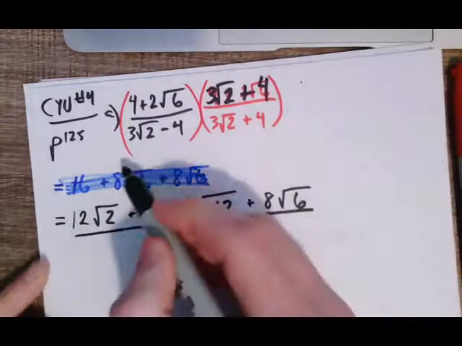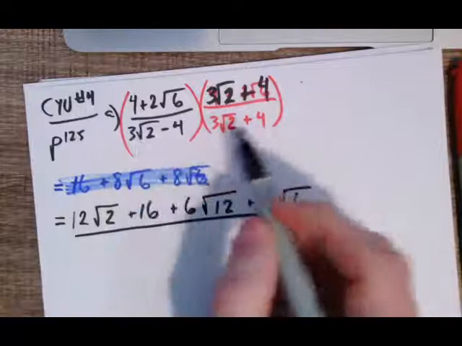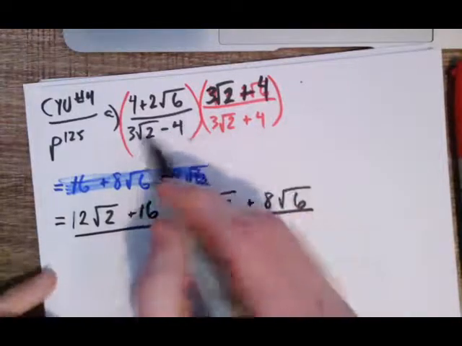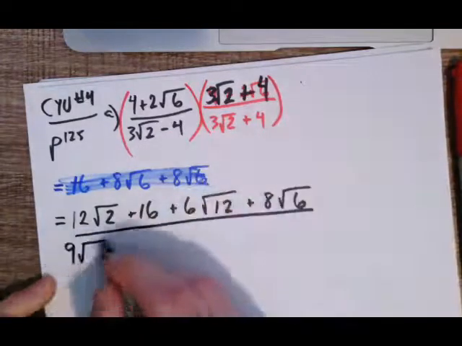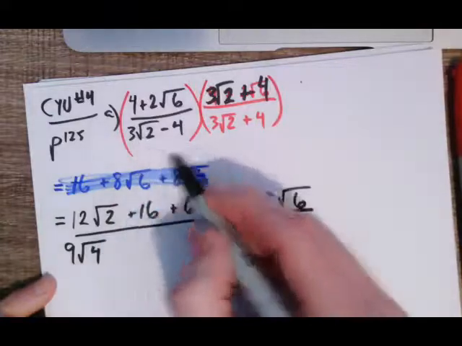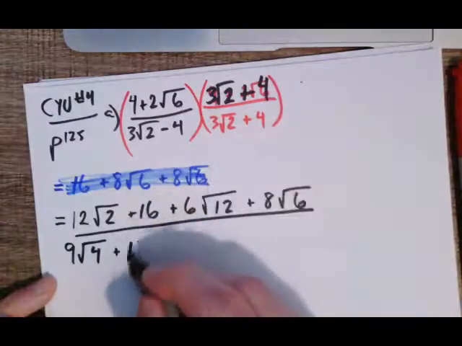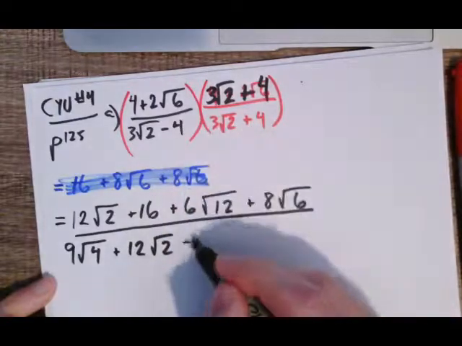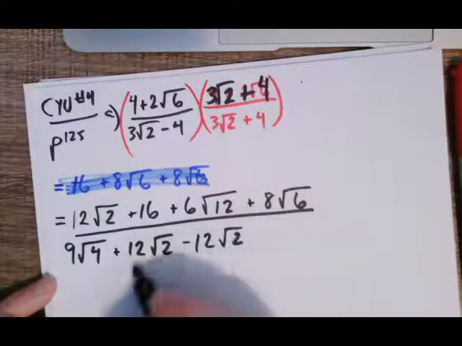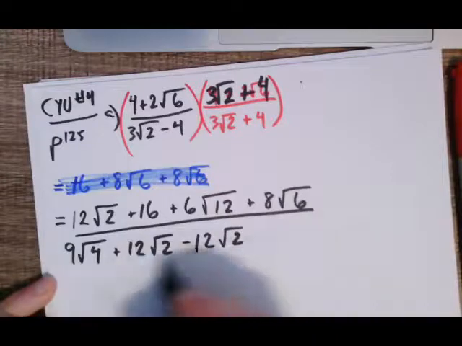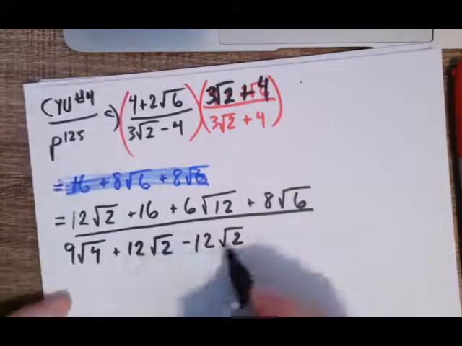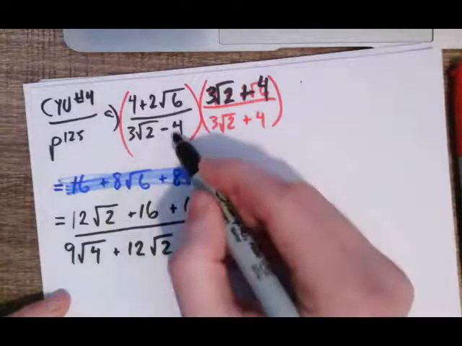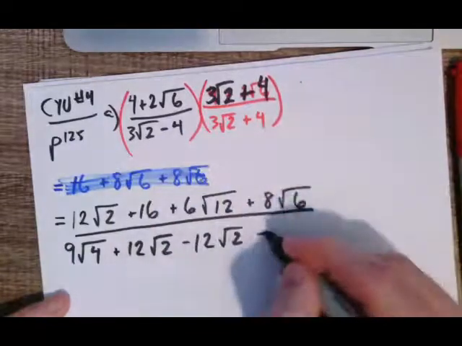Now the bottoms. I'm going to do every step, but I won't in the future. 3 root 2 times 3 root 2 is 9 root 4. And then 3 root 2 times 4 is 12 root 2. Negative 4 times 3 root 2 is negative 12 root 2. This is the stuff I'm not going to do in the future because I know they just cancel, so I'm not going to do this middle step. And then the last, negative 4 times 4 is negative 16.